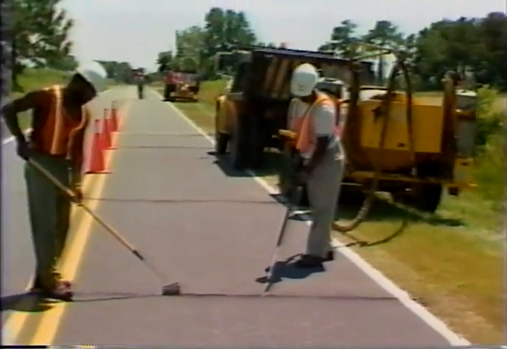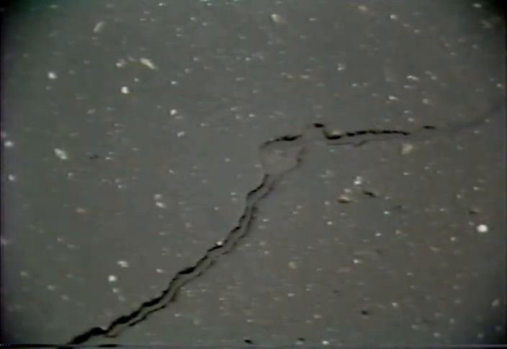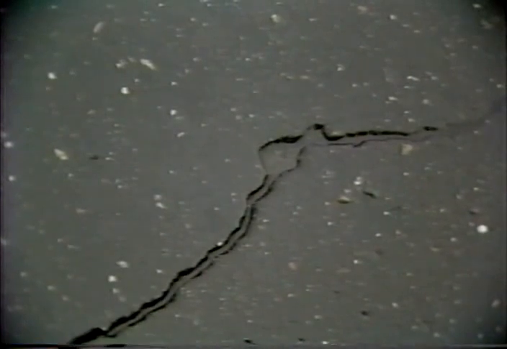The objective of this presentation is to illustrate a clear, simple, and effective crack sealing procedure for asphalt pavements. This procedure is designed for small road maintenance crews. The purpose of crack sealing is to prevent surface water infiltration and thus slow the rate of pavement deterioration.